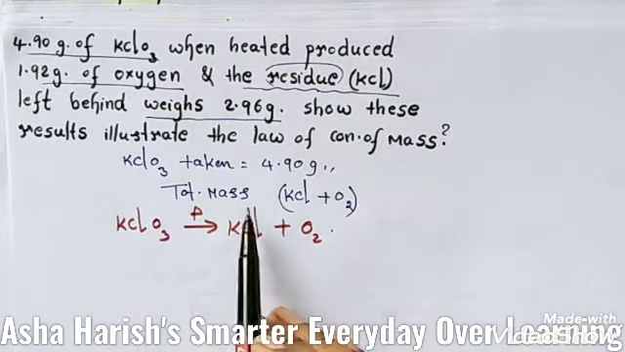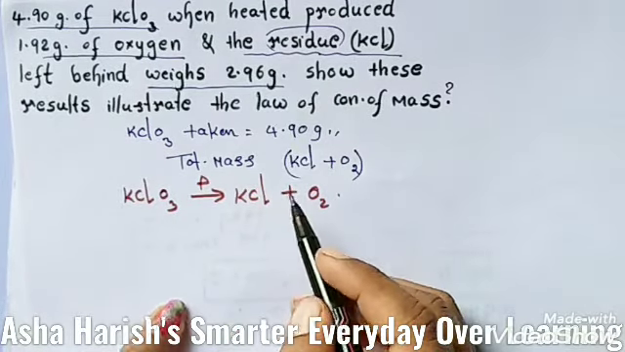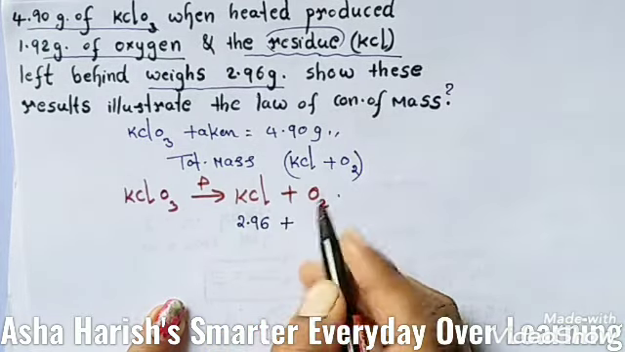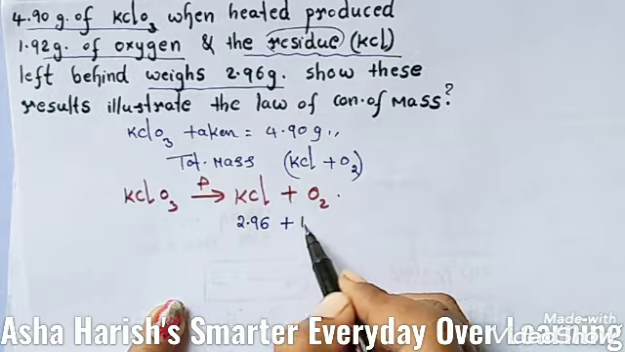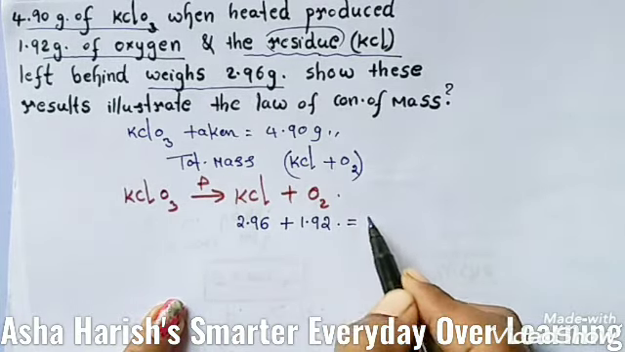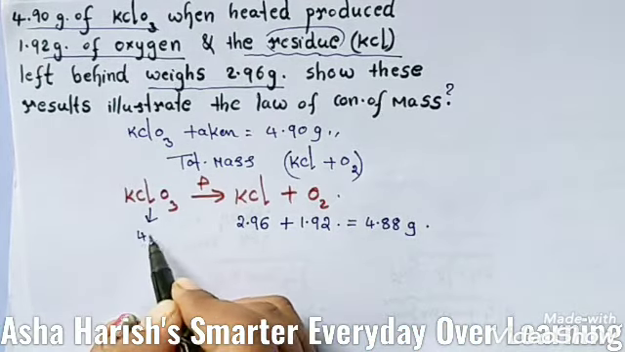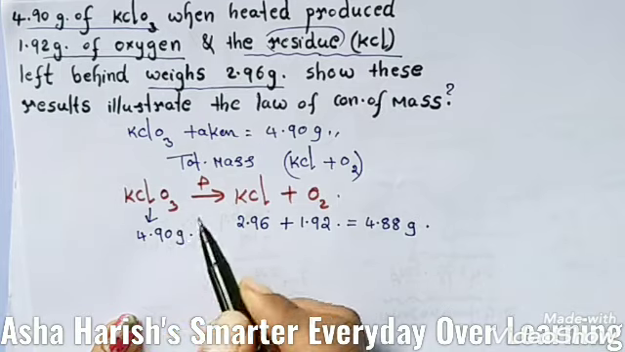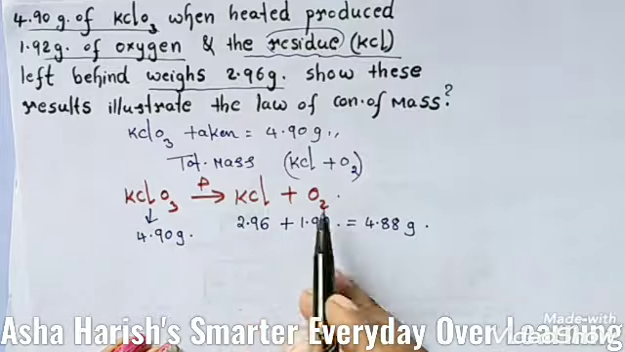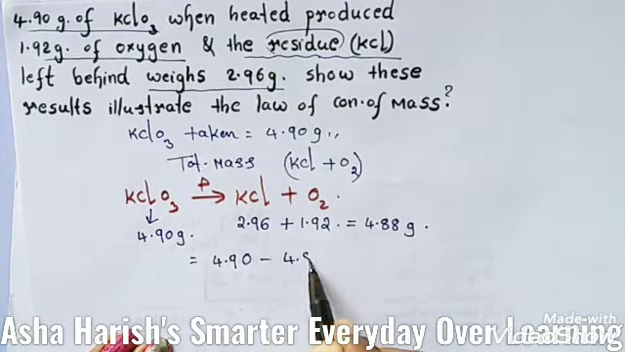Now the total mass of the products: the weight of KCl, what they have given here, is 2.96. They have given it in the question. And oxygen weight is 1.92. The total is equal to 4.88 grams. Now the weight of KClO3 they have given in the question itself is 4.90 grams. Now students, for the difference between the total mass of the reactants and the total mass of the products, if you do the calculation, 4.90 minus 4.88.